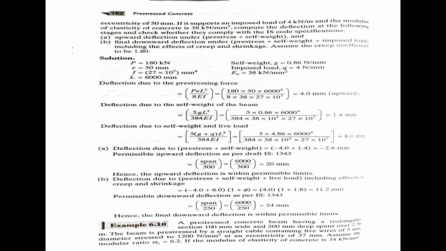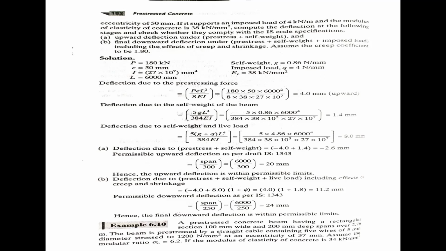Now the deflection due to self weight of the beam, that means small g. You have to use the formula you already know, 5gL to the power 4 by 384EI. Substituting, we get 1.4 mm. Next, deflection due to prestress plus self weight: minus 4.0 plus 1.4, that means minus 2.6. Permissible upward deflection as per the Indian standard is span by 300, 20 mm. Hence the upward deflection is within the permissible limits. That check is clear.